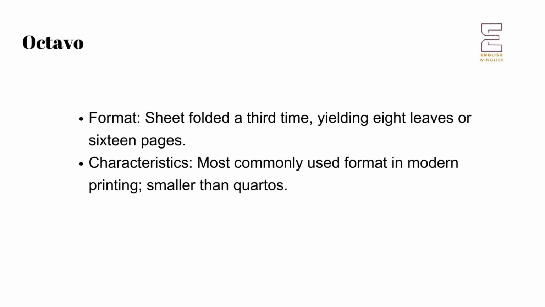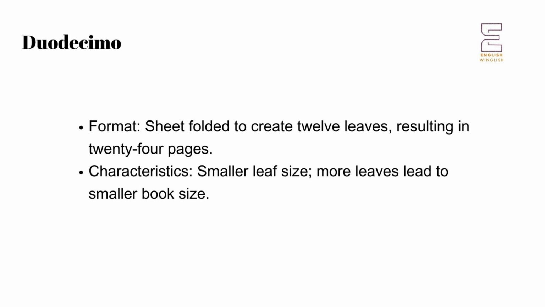Number 3. Octavo. The sheet is folded a third time to produce 8 leaves, which gives 16 pages. Octavos are smaller than quartos and are the most commonly used format in modern printing. Number 4. Duodecimo. In this format, a sheet is folded to create 12 leaves, resulting in 24 pages. The more leaves a single sheet is divided into, the smaller the leaf size of the book.